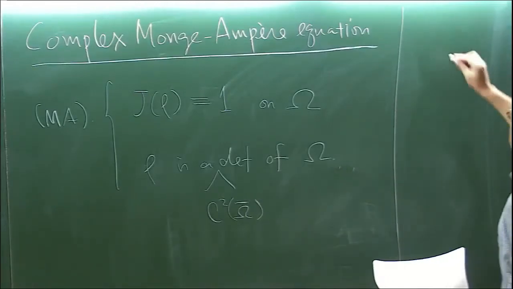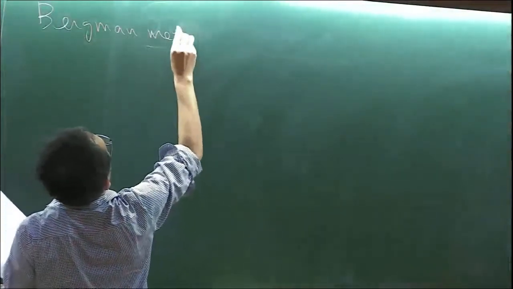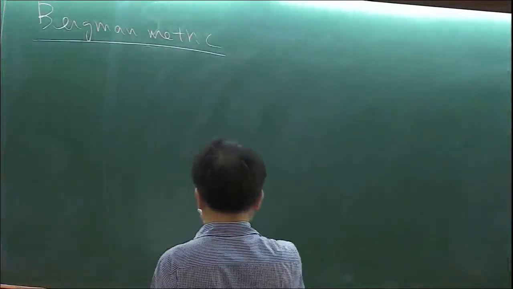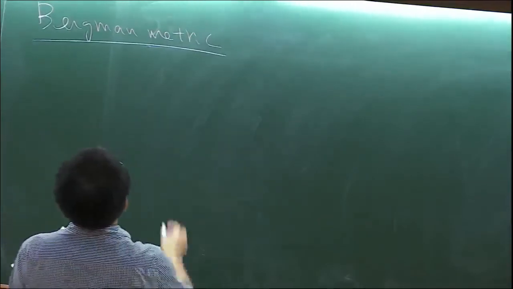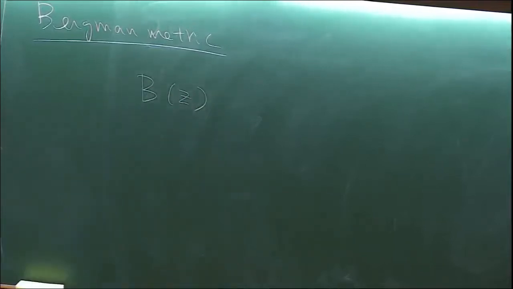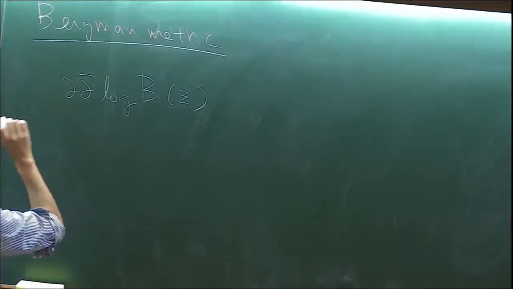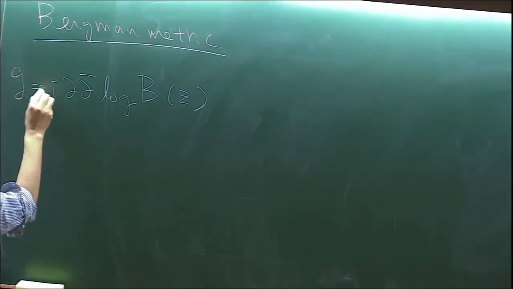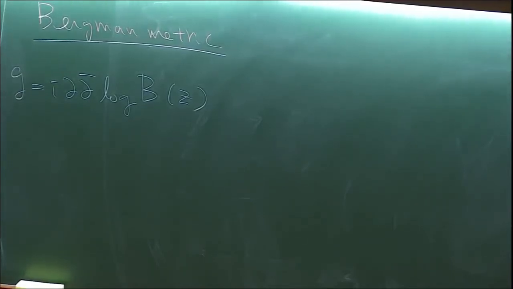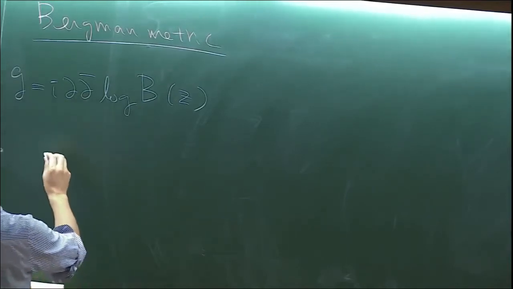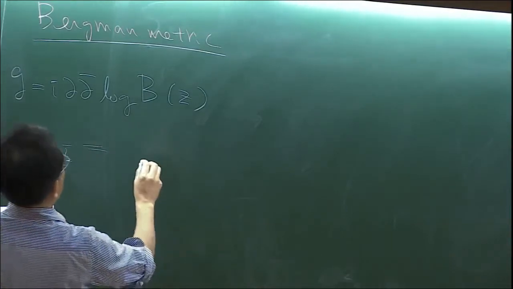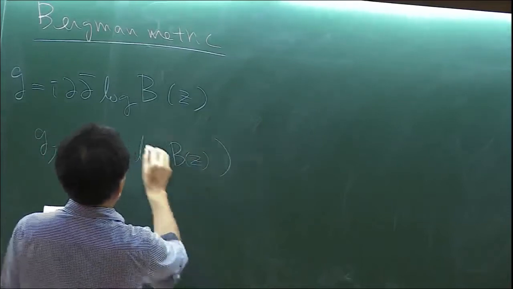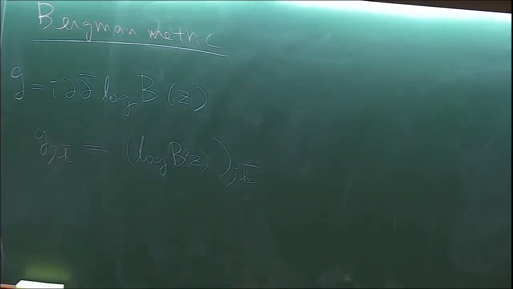Okay, Bergman metric. So the Bergman metric is a complete Kähler metric coming from the Bergman kernel. So this is the Bergman kernel, take log. The Bergman kernel is always positive, so you can take log and apply DD bar. If you like abstract notation, the differential form notation, this is a Kähler form, and this defines the Bergman metric. If I write more explicitly, this means g_{j k bar} equals the j, k bar derivative of log B(z), using the index notation for the derivative.